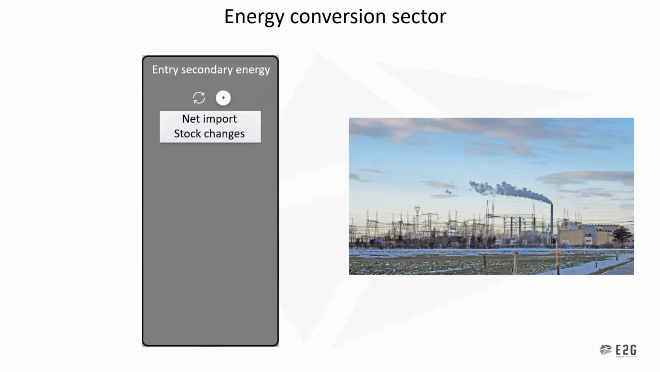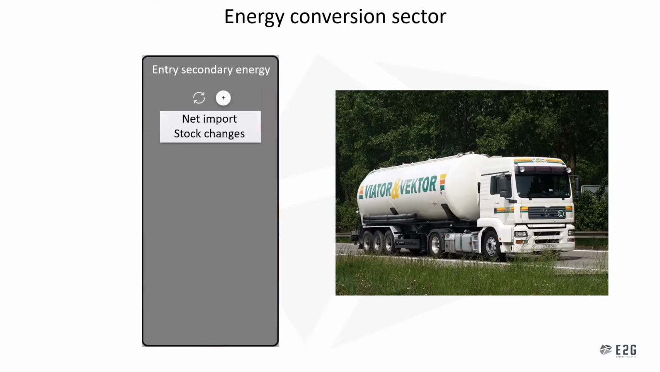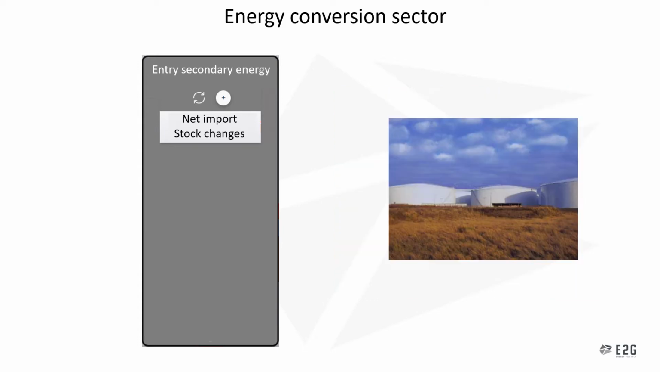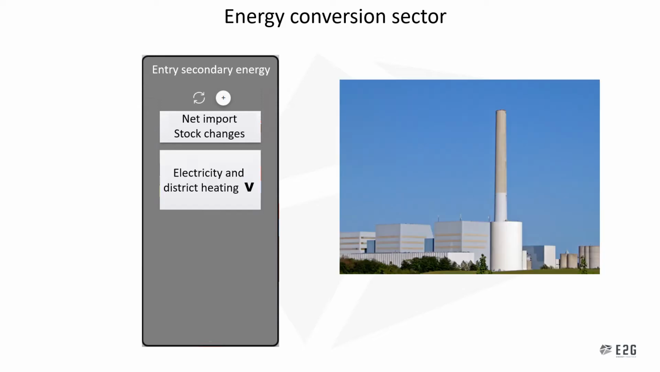If we look at the different possibilities in where the secondary energy can enter, first we can, for instance, import electricity. We can import different oil products. We can also take stored oil products from stock. We can also produce the electricity and district heating ourselves.